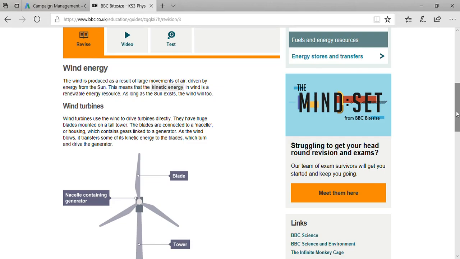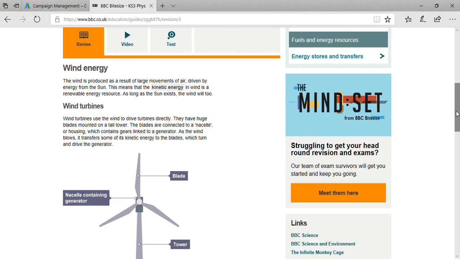Next energy resource, that is wind energy. As usual, you know that until the earth exists, wind will blow. So what does it mean? It means that wind is a type of renewable energy resource, okay?